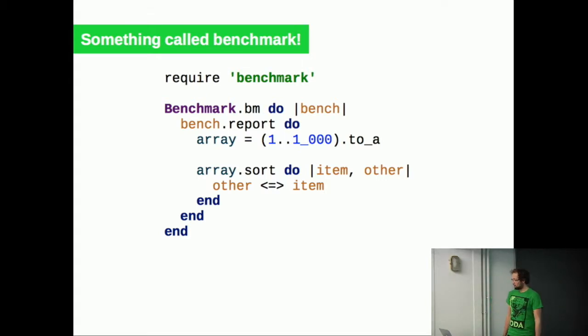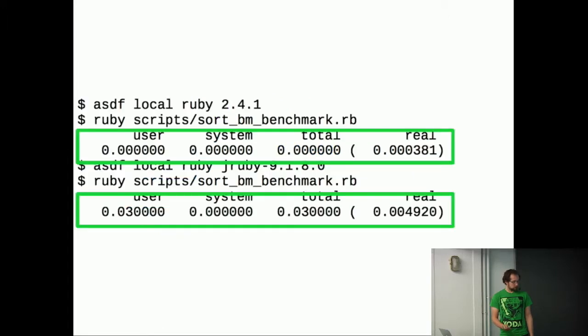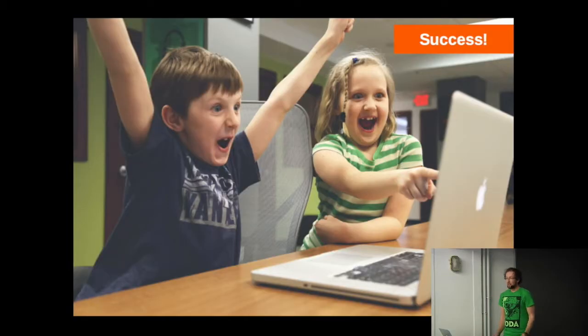Next invocation, we do the same thing, but this time with the built-in Ruby benchmark library, and we see that for CRuby, we end up with a real time of 0.00381, and with JRuby it's more than 10 times slower because it's 0.04. And so, in the end, success, right?